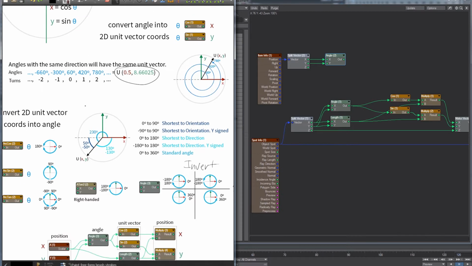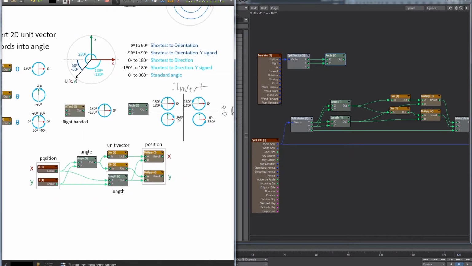Now with these operations, I can make a decomposition from position into angle and length, and then from the angle I can go into unit vector and back into position. This allows me that in between these, in this space here, I can manipulate the angle and basically compose my vector back. So let's see an example of that.